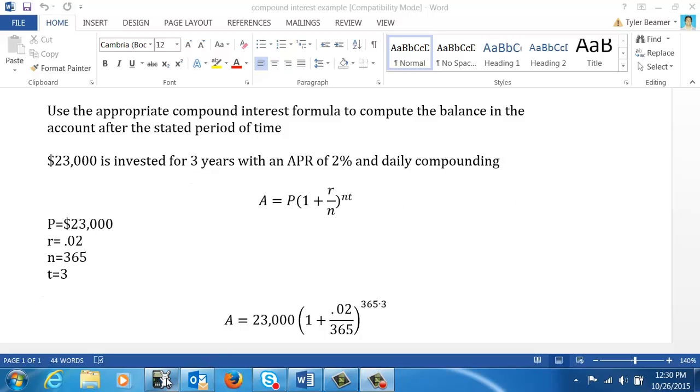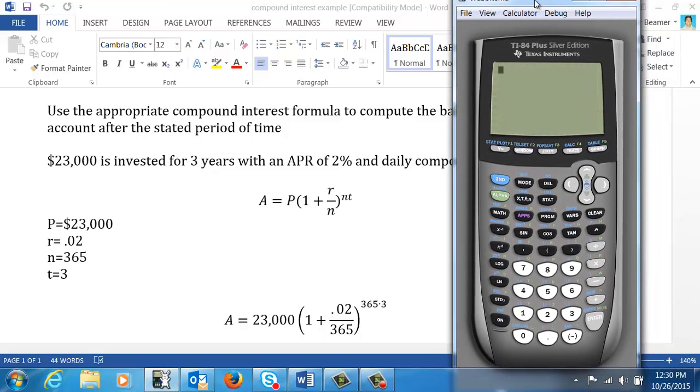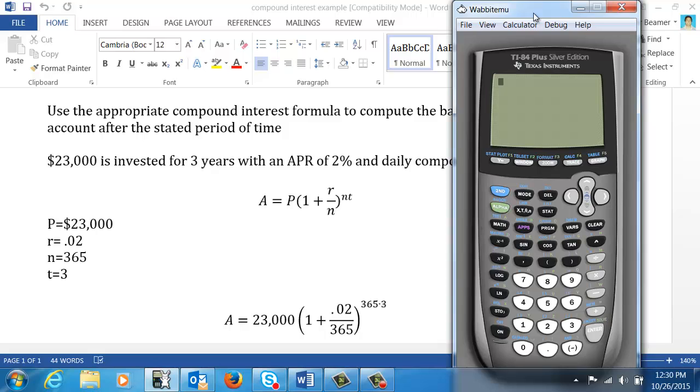Okay. I have a graphing calculator here. You don't necessarily need a graphing calculator to solve this problem. This just happens to be what I can show on my computer. And I wanted to use it to show you some tips about how to keep the decimal place consistent when solving this particular problem or any compound interest problem.